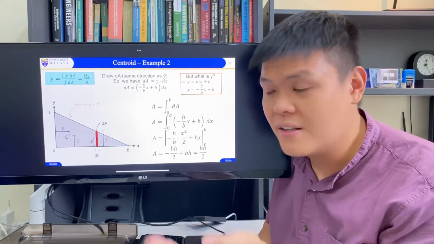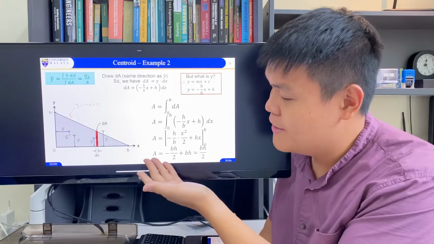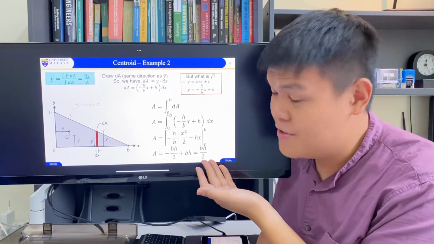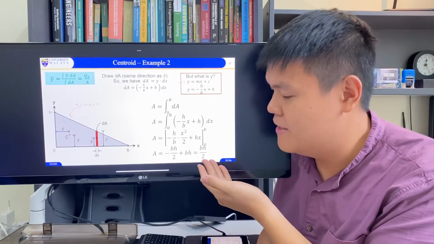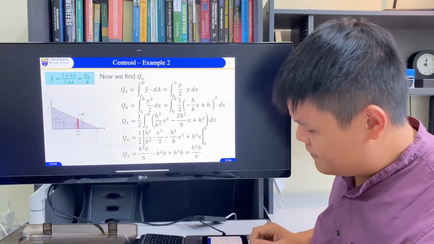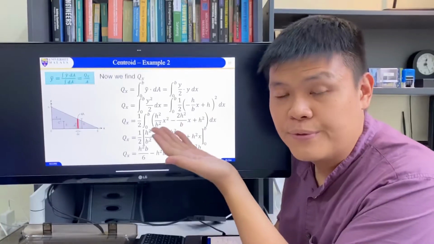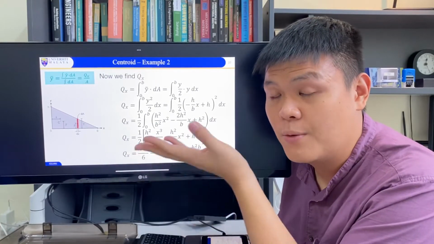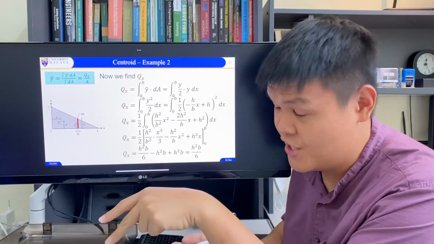We have verified that the area of a right angle triangle is base times height divided by 2. Now we find Q. Q what? Qx, because we're finding y bar, so they are opposite of each other.